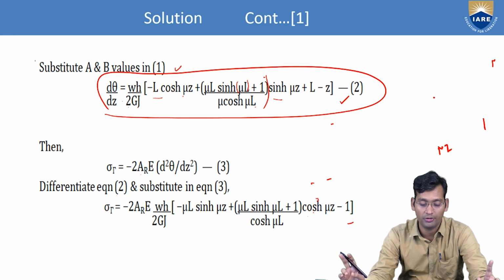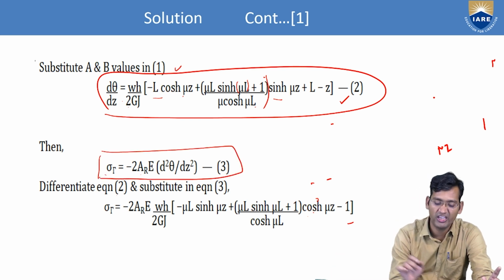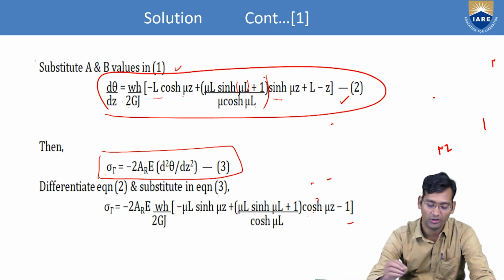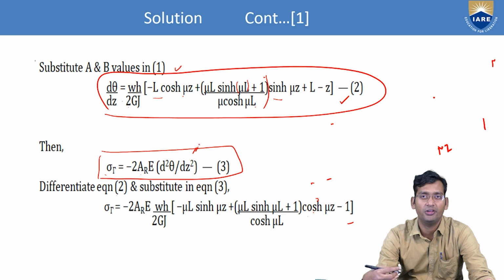But what do we require to find sigma? Sigma tau is minus 2ARE d2 theta by dz square. So for substituting in this equation, what do we require? d2 theta by dz square. But what do we have?